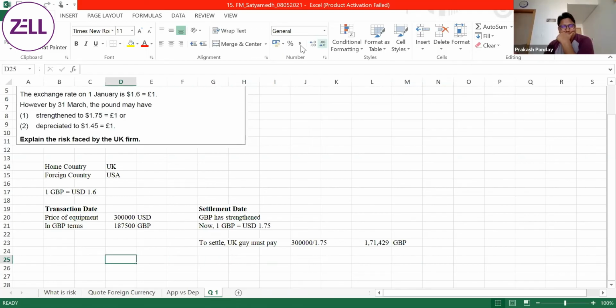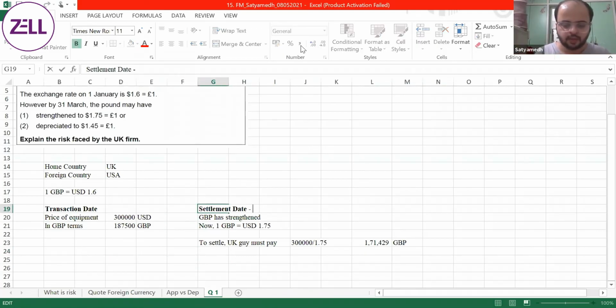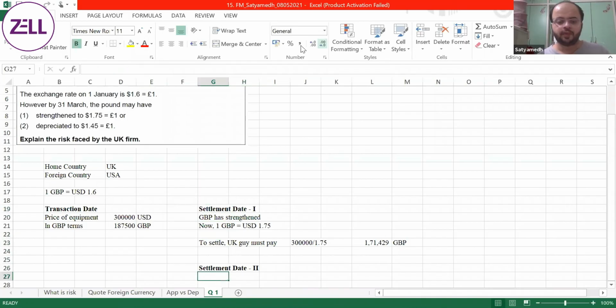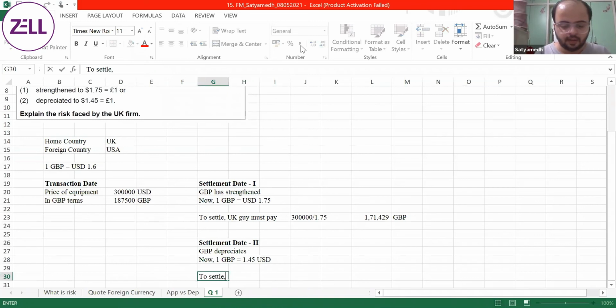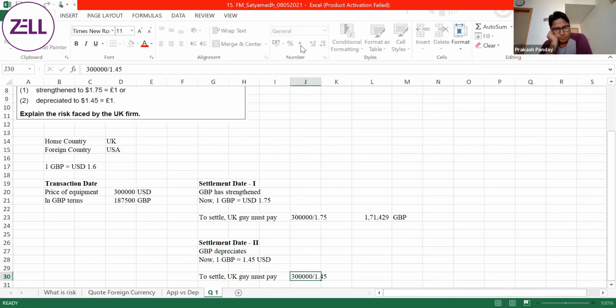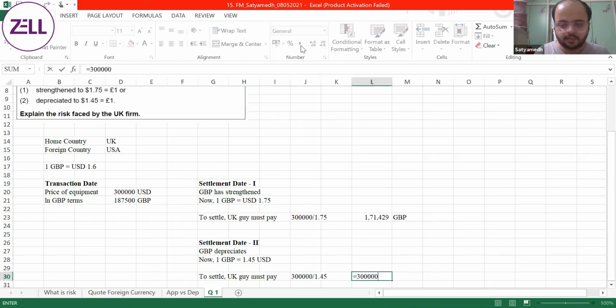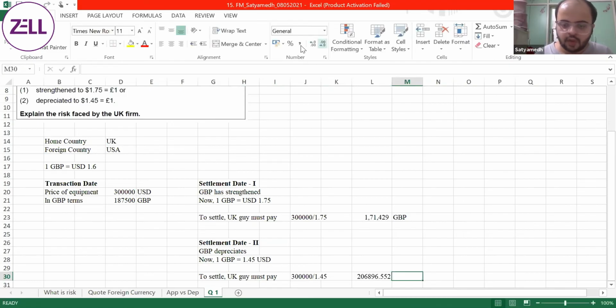On the other hand, that is settlement date situation 1. Let us consider another situation for the settlement date. Settlement date, the GBP depreciates. Now 1 GBP is equal to 1.45 USD. To settle, the UK guy must pay how much? 3 lakh on 1.45, which means 206,896 or 897.